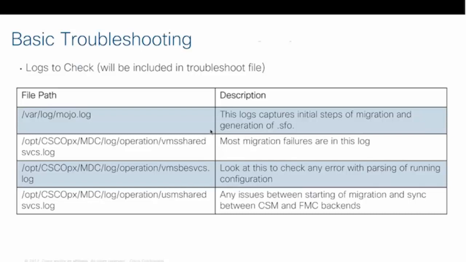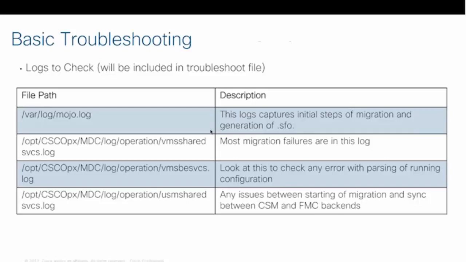So as you can see in the table, the mojo.log is a helpful log as it will show us the steps where the migration starts and the generation of the SFO file. So if the migration even fails to start, then you can see it in the mojo.log, or if the migration failed, you can see at what stage it failed, or if it failed to generate the SFO file, you can see that also in the mojo.log.